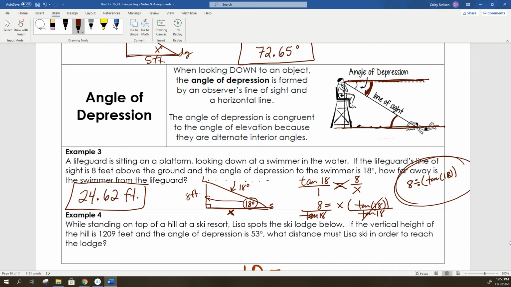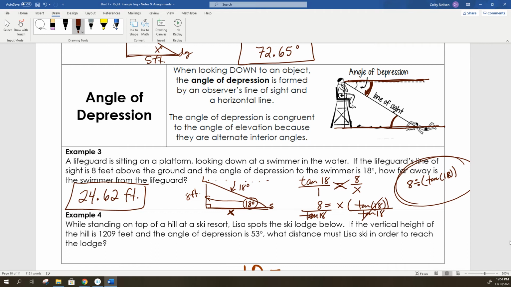Okay, any questions on that? Anybody have any problems finding the 24.62? Okay, hopefully we're getting enough practice on that, using the calculator, finding the angles and finding the sides in the last couple of days.